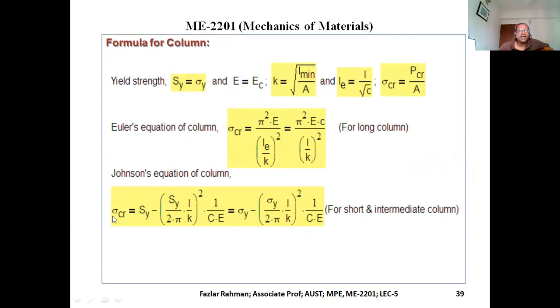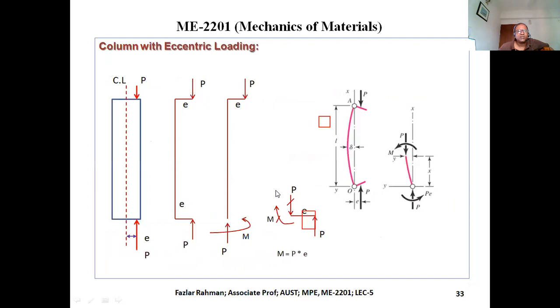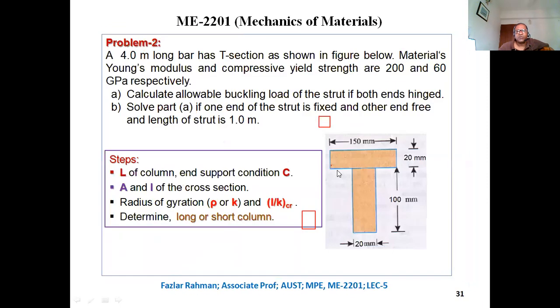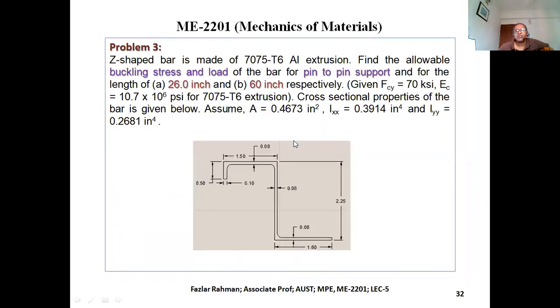Page 39. There are two formulas, one is the Euler equation and one is the Johnson equation. And over here, you see there is a C. This C is the end condition of the column. And this C, you will figure out from the 4 end conditions, right over here from this table or figure. You need to remember. Okay. Yes, sir. Pin to pin is 1, but the value of C1 is not the end condition.